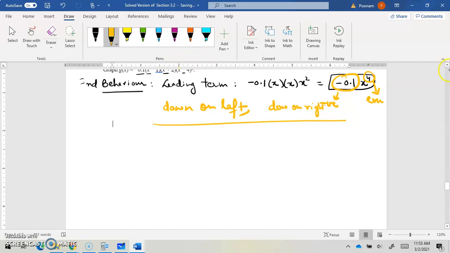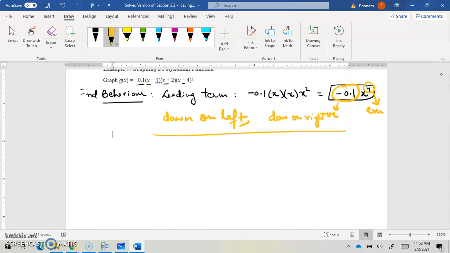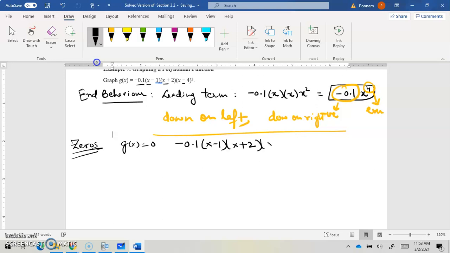Then we can find the zeros of your function. So for finding zeros, we have to put g of x is equal to 0. That means negative 0.1 times x minus 1 times x plus 2 times x minus 4 square is equal to 0. What will be the zeros? x is equal to 1, x is equal to negative 2 and x is equal to 4. What are the multiplicities?